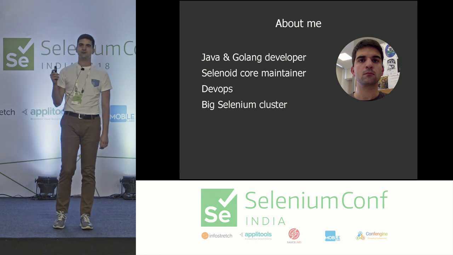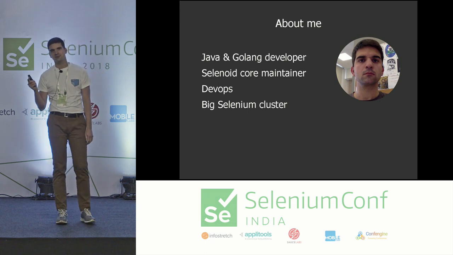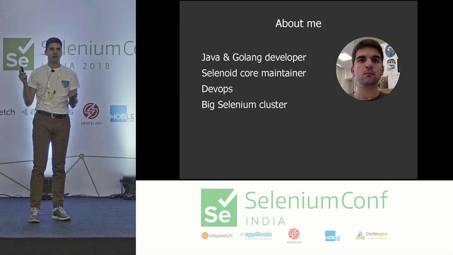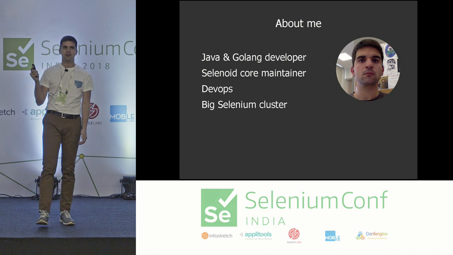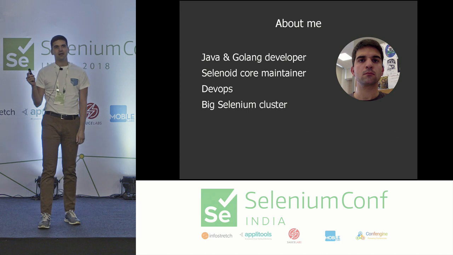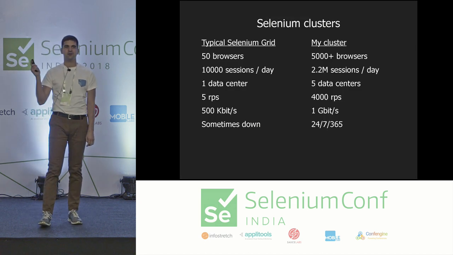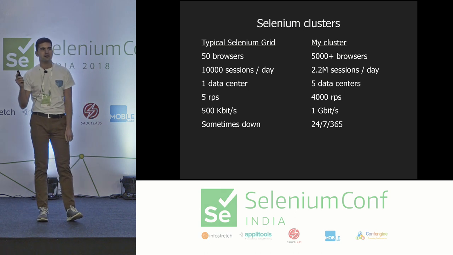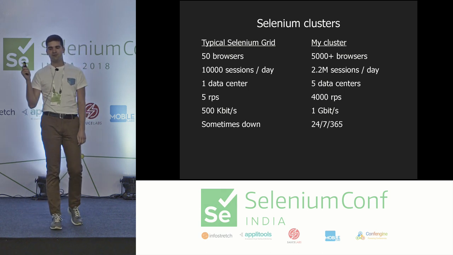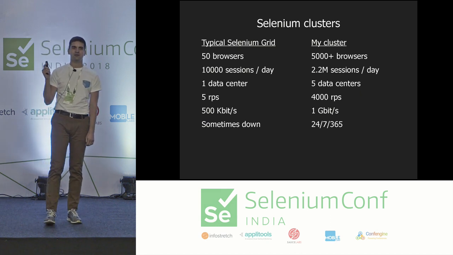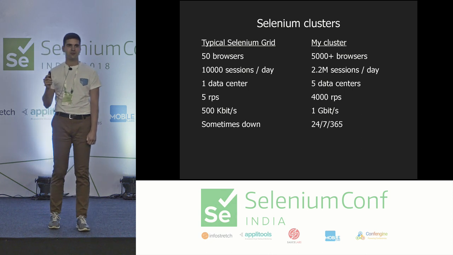My main activities during the last 4 years are called with a buzzword, DevOps. That means that I'm creating and maintaining various infrastructure. And one of the biggest products I'm working on is a big Selenium cluster. So how big is this cluster? Compared to a typical Selenium grid with 50 browsers and executing 10,000 sessions per day, my cluster has more than 5,000 browsers running in parallel and executing more than 2 million sessions per day.